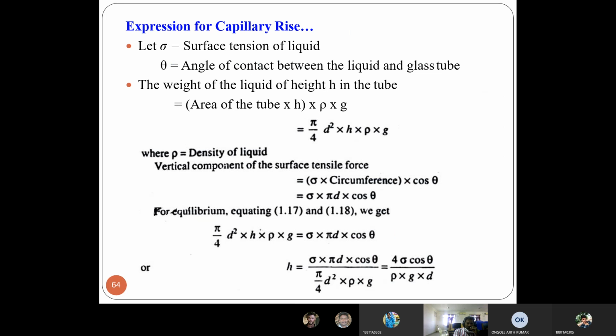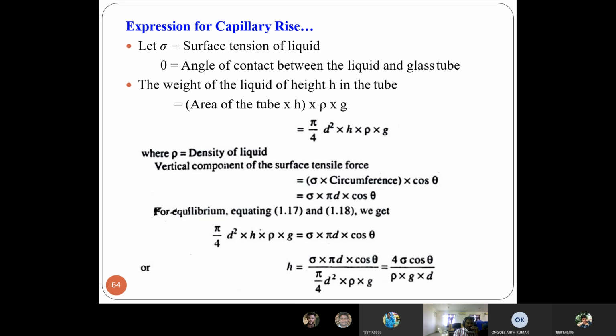Vertical component of the surface tensile force is sigma into cos theta. And this is sigma into circumference, because this is surface tension. Sigma into circumferential length into component. Therefore, this is sigma into pi d cos theta. This is the vertical component of the surface tensile force. Understand? So, for equilibrium, these two equations will be equal. Weight of the liquid mass equals surface tensile force.